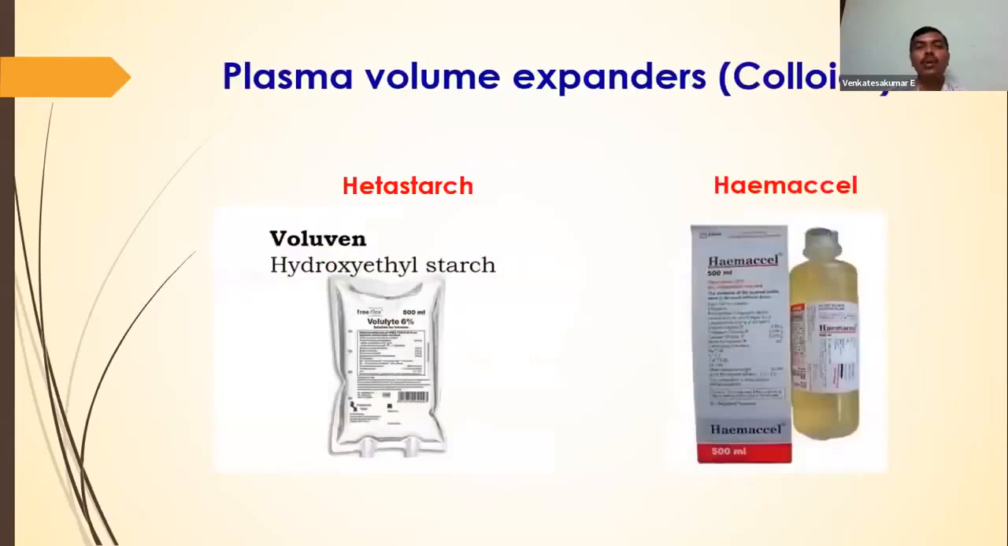These are the plasma volume expanders available in the market: etastarch and pentastarch, trade name Volu, hydroxyethyl starch. You can administer 4 to 5 ml per kg body weight. Then Himacil, which is urea-treated collagen, is commonly used by veterinarians in dog practice. All of these have the same dose, 4 to 5 ml per kg.